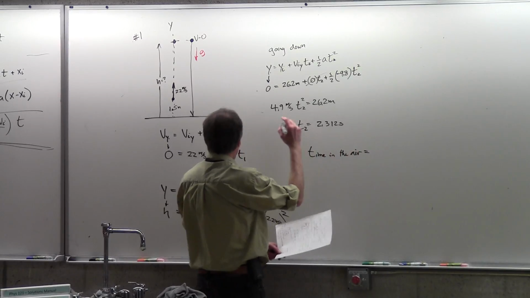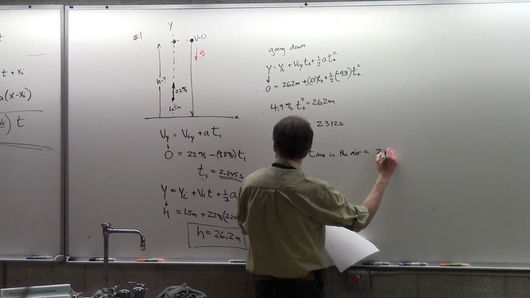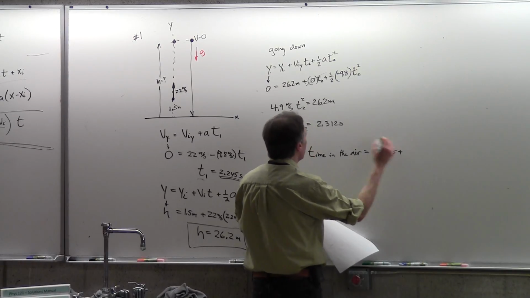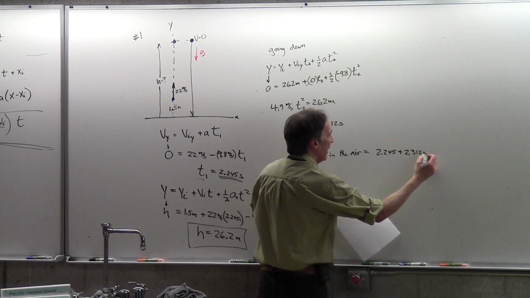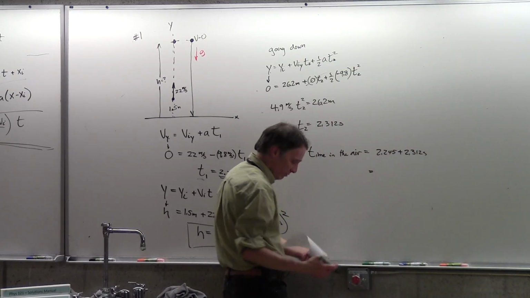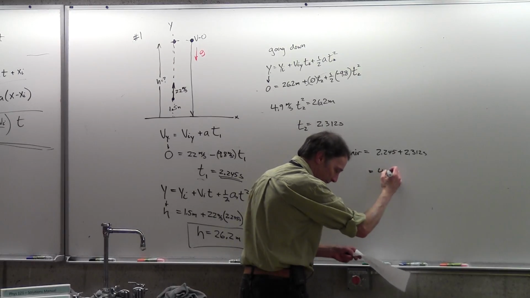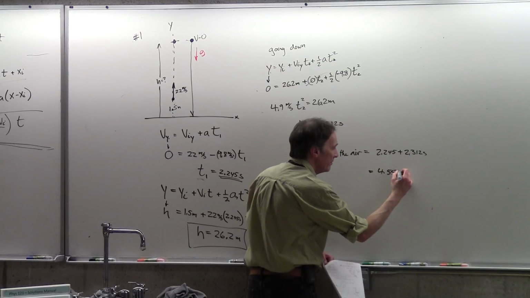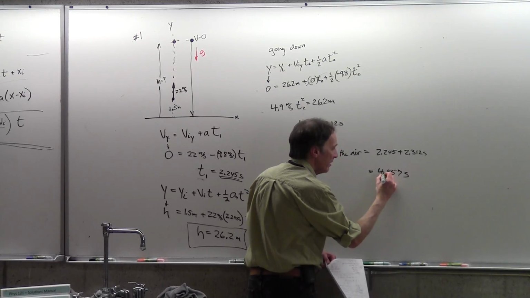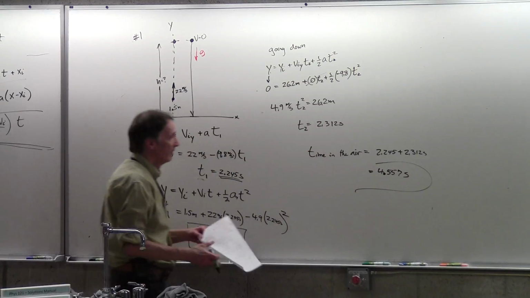And so the total time in the air is the sum of those two. Okay, it was this much going up, 2.245, plus this much going down, 2.312, and so that gives us a total time in the air of 4.557 seconds. And that's total time.